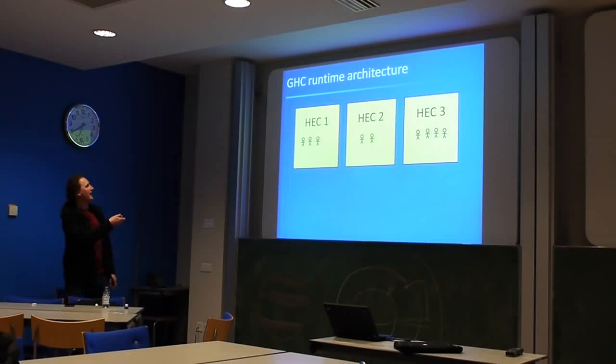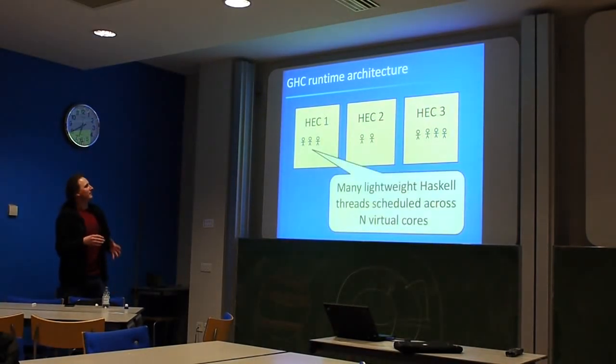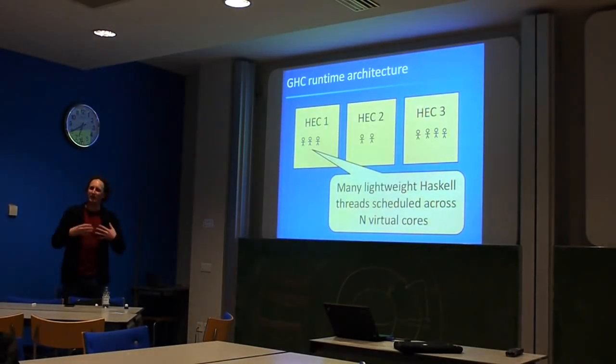Each of these hexes is a Haskell execution context, which you should think of as a virtual core. So we create one of these for each of the cores that you want to run the program on. So you can choose how many hexes you have. And then inside each of these hexes, there are a number of Haskell threads. So the Haskell threads that the programmer creates are scheduled across the hexes that the user says they want to use. So that gives us a lot of flexibility. It means the runtime system can move these threads around according to what kind of communication is going on and what the pattern of execution is. And it gives us lots of flexibility for improving performance.